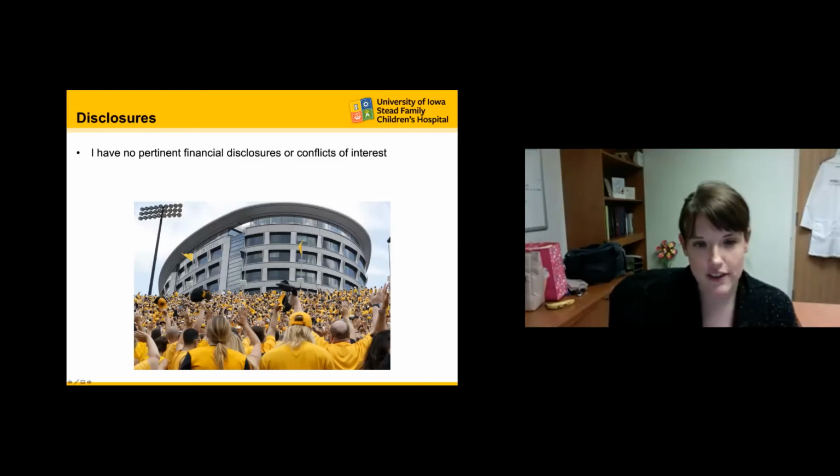This is a picture of our children's hospital here in Iowa City, and it is immediately adjacent to Kinnick Stadium, where the Hawkeyes play football. Not so sure if it's going to be happening this year. We will see. But the fans in between the quarters wave up to the kids in the children's hospital, as you might have seen on ESPN. So it's a pretty cool place to be.